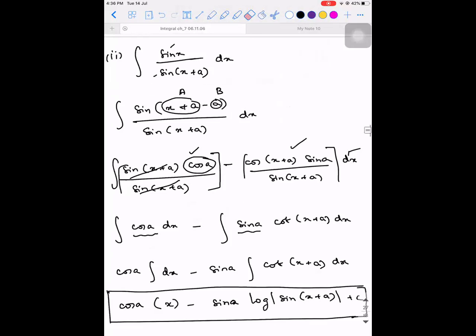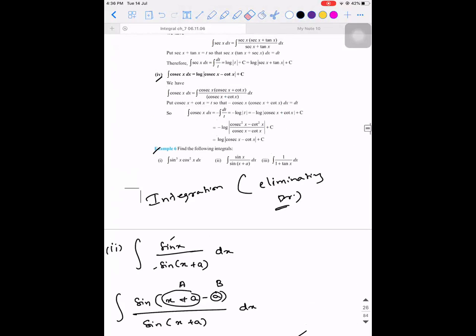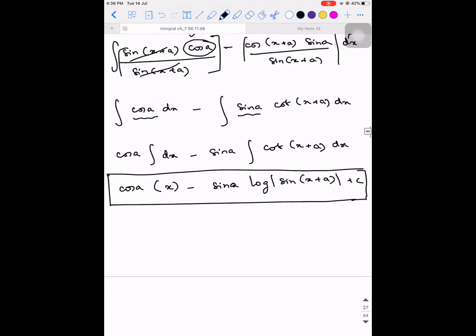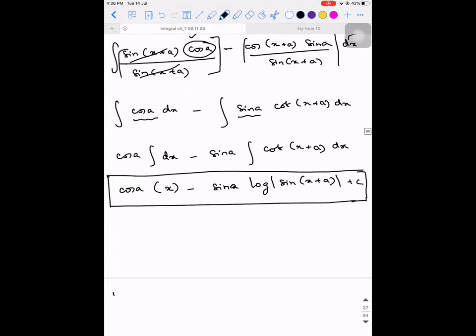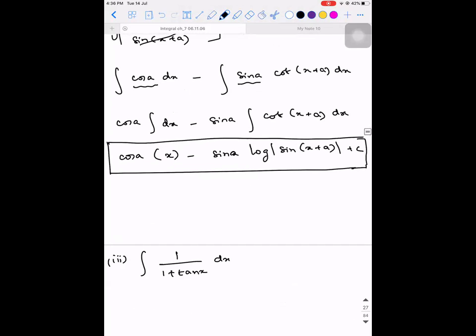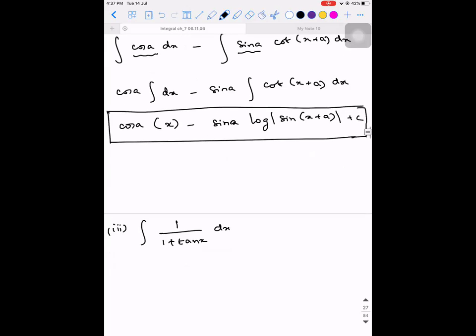So depending on the question only you have to do. For example, I have the integral of 1 by 1 plus tan x. Again, I don't have a formula. So the integral of 1 divided by 1 plus tan x into dx. I don't have a formula, but I know that in integration I have to eliminate the denominator. If I need to do that, what do I do? I can first try to write tan in terms of sine and cos. I'll try that and see.